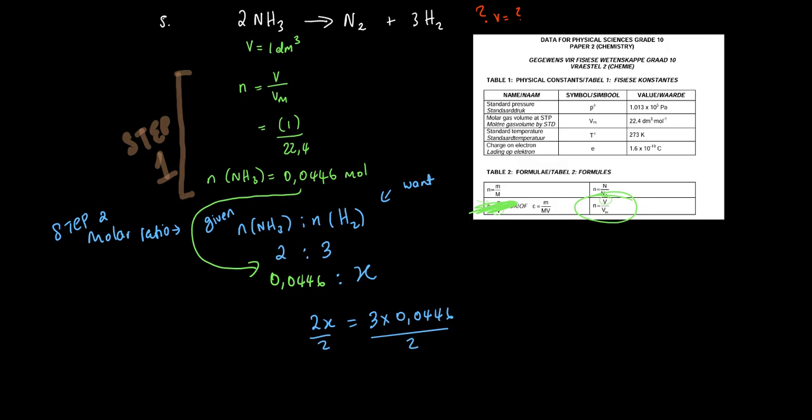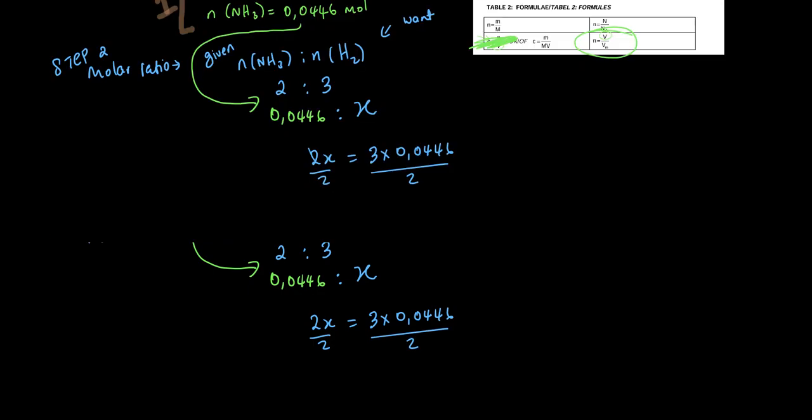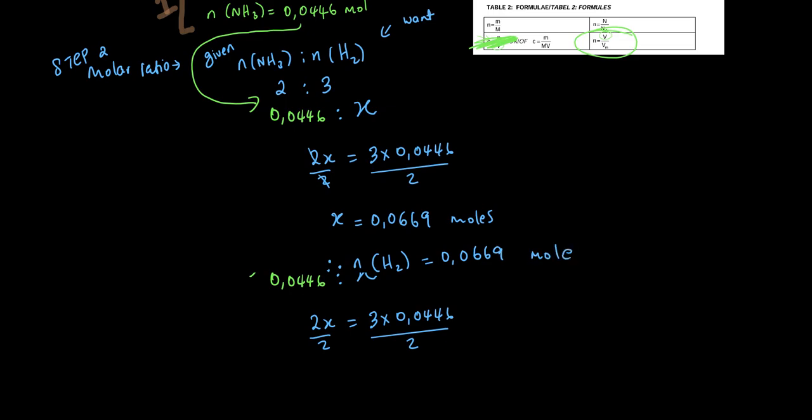Now if you do that, what are you going to have for x? This and that cancel. So your x is going to be 0.0669. Yes, nice. Hey guys, we're killing this. 0.0669 moles. You understand? But remember, these are the number of moles for what? For hydrogen. So you conclude that, oh, so therefore the number of moles of hydrogen is going to be 0.0669 moles. Perfect.